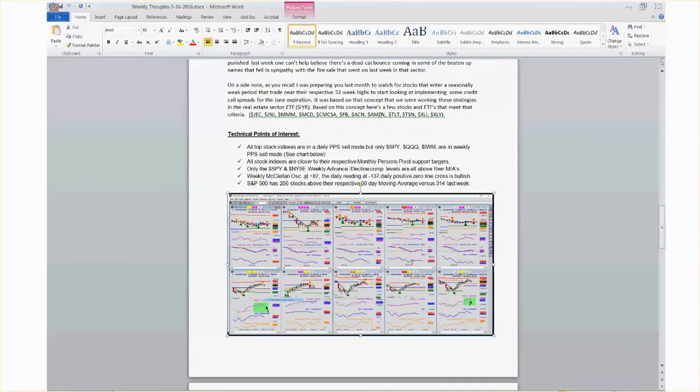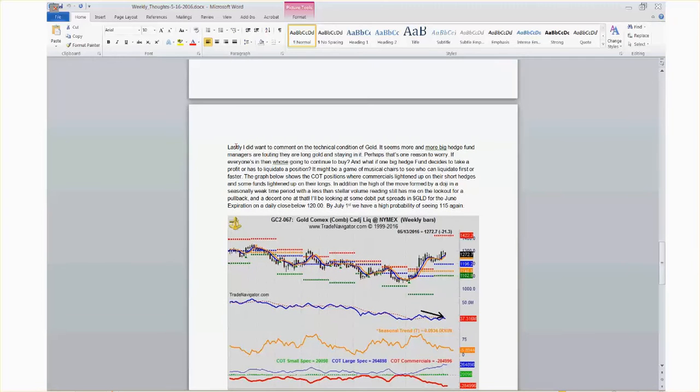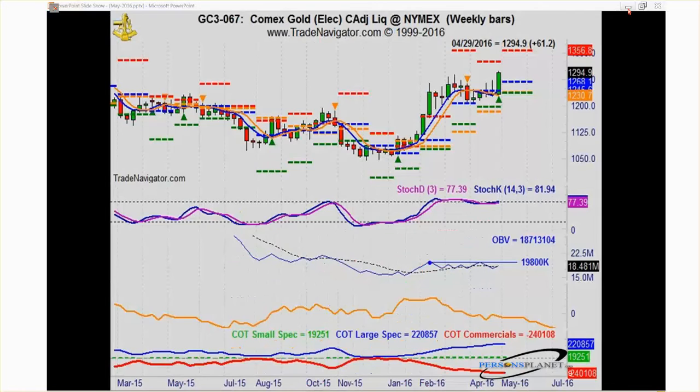So what I put out in that particular week was gold. Just check this out. I mean, more hedge fund managers are touting their long gold and staying in it. Perhaps that's one reason to worry. If everyone's in, who's going to continue to buy? And what if one big hedge fund decides to take a profit or liquidate a position? It's going to be musical chairs to see who can liquidate first or faster. And that is exactly what we just saw happen today.